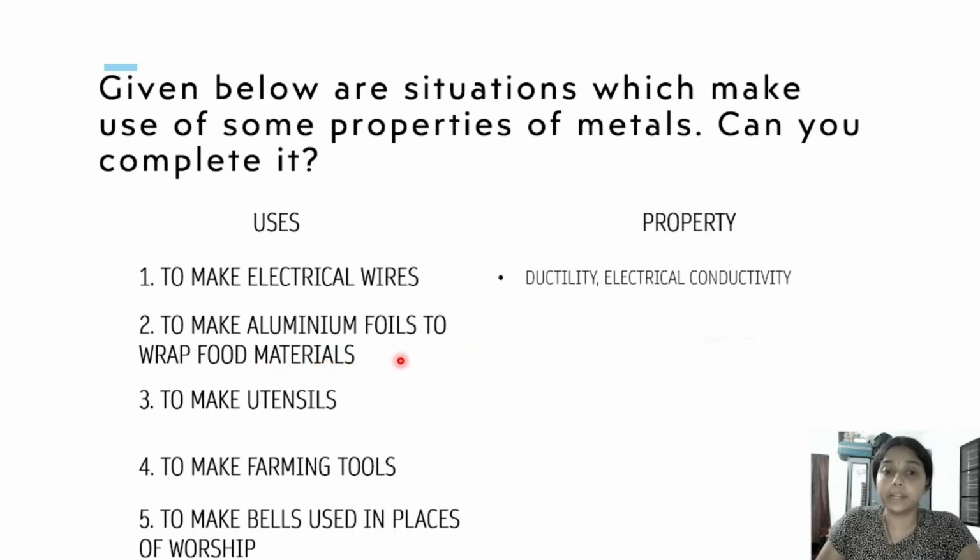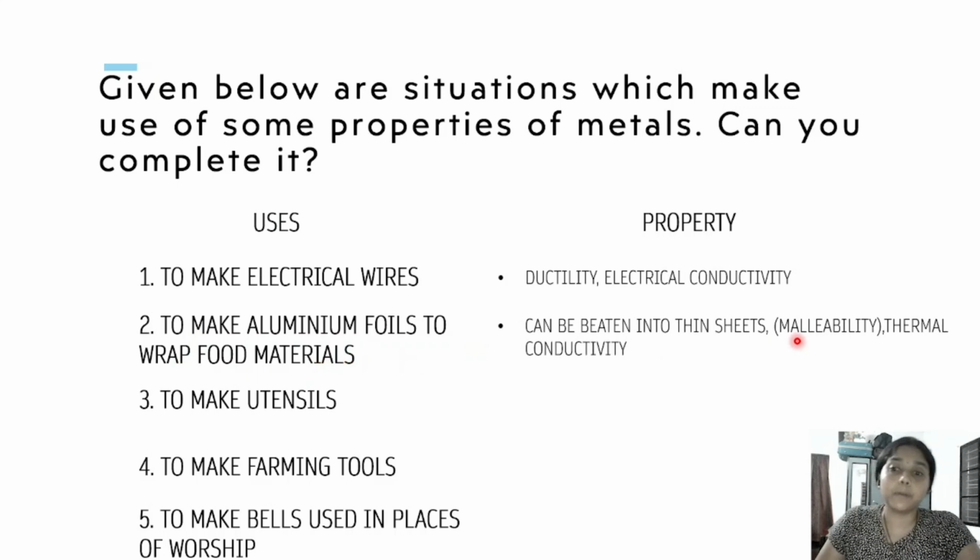Next, to make aluminum foils to wrap food materials. Yes, they should be made into thin sheets, and the property is called malleability of the metal, and they also have thermal conductivity. Have you observed that when you wrap the Kerala parota in the aluminum foil, you can feel the heat in your hands? How is that happening? It is due to the aluminum foil's thermal conducting nature. Very good.